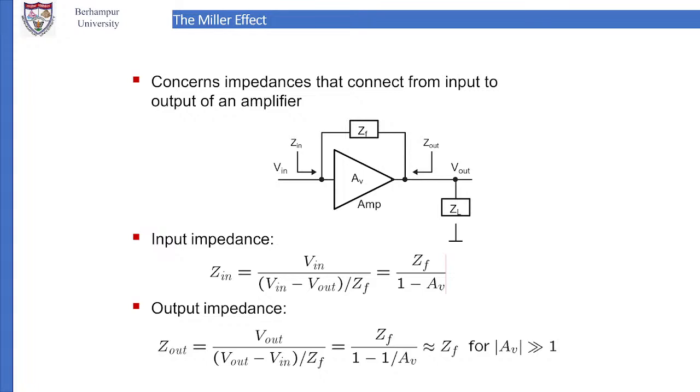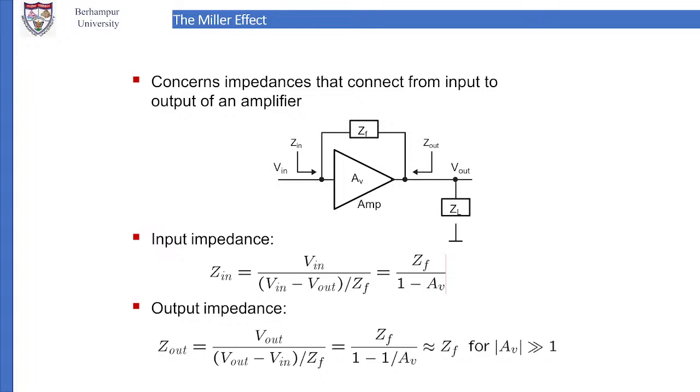Zin is equal to Vin by (Vin minus Vout) by ZF. Vin minus Vout is the voltage difference between input voltage and output voltage, and that is divided by ZF. That is what is Zin. So that will be equal to ZF by 1 minus AV, where AV is the voltage gain. So how do you get it?